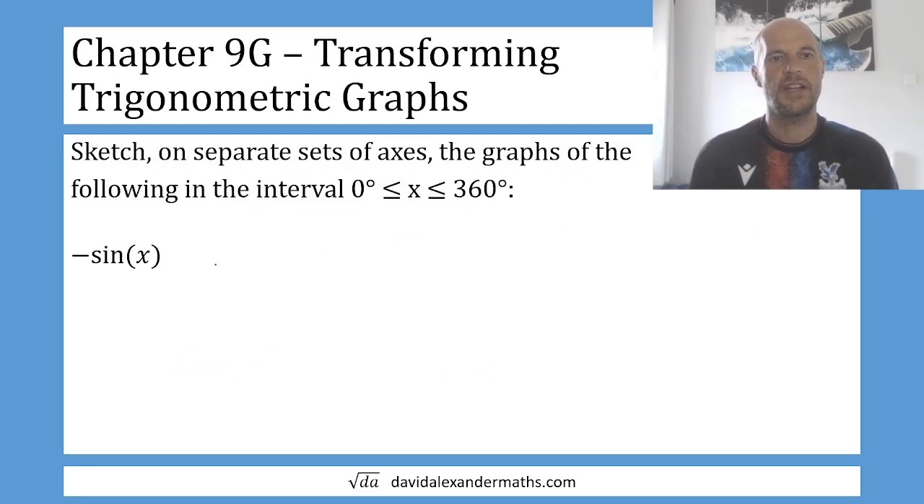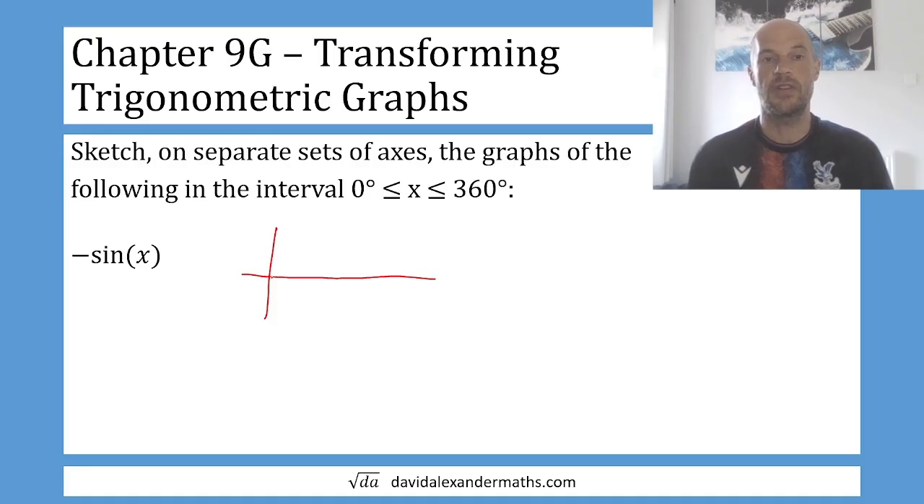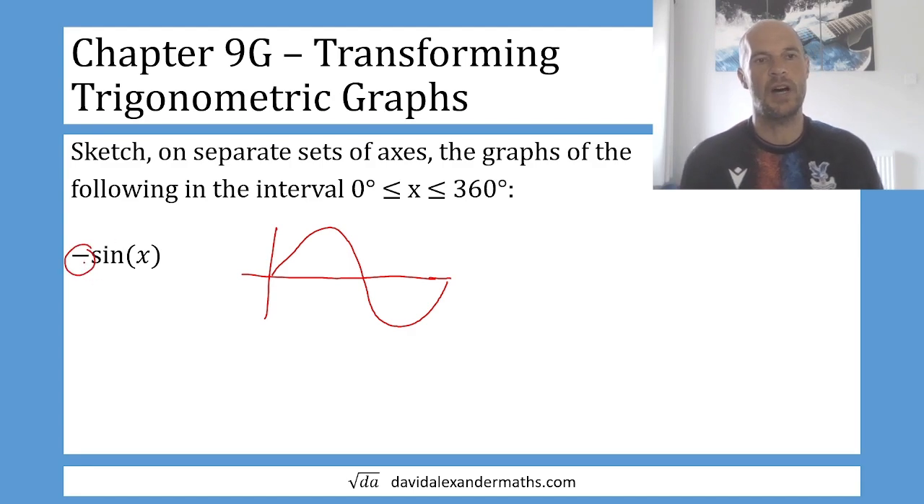So for this question, all I need to do is just do a sketch of negative sine x. Always a good starting point is often just to do the normal sine of x, which looks like so between 0 and 360. So this is a transformation that takes place outside the bracket, so it's affecting the y. We're just flipping the signs of the y value.